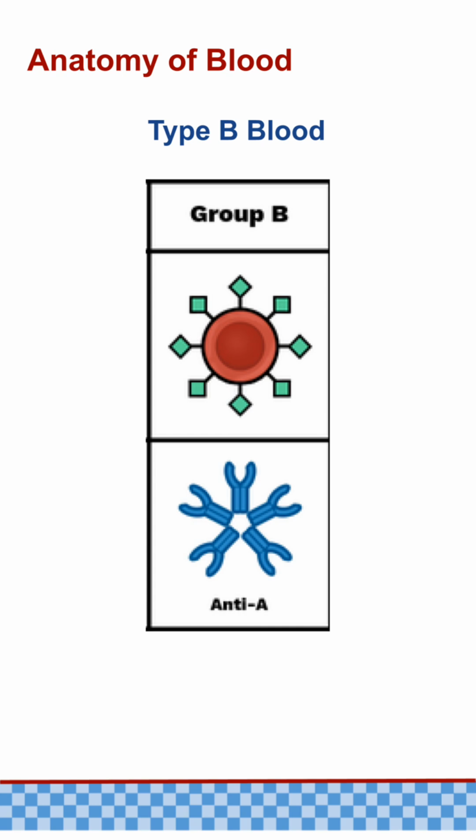Type B blood has B antigens on the red blood cells and anti-A antibodies in the plasma. Globally, around 10 to 20% of people have type B blood. In North America, type B is present in 8 to 11% of the population.